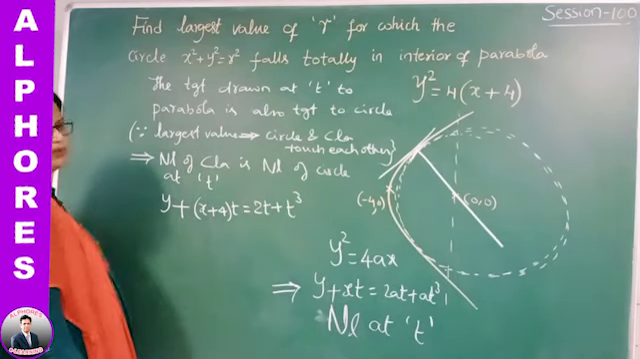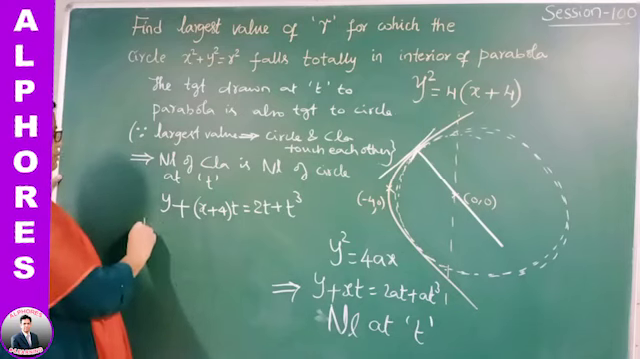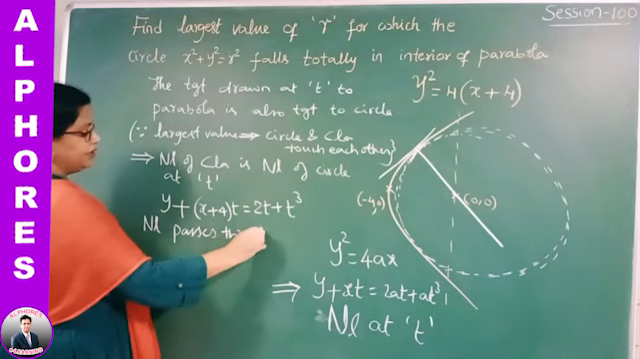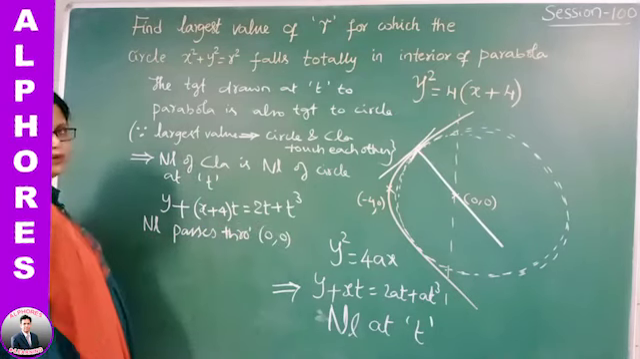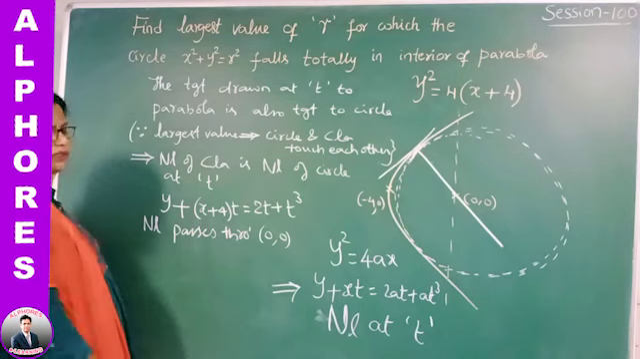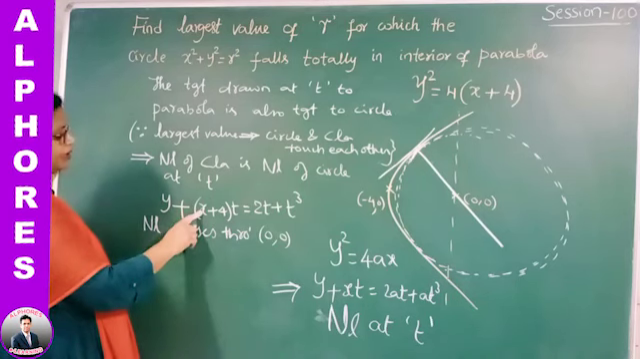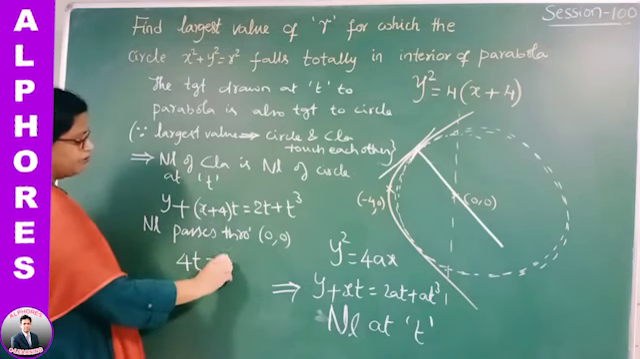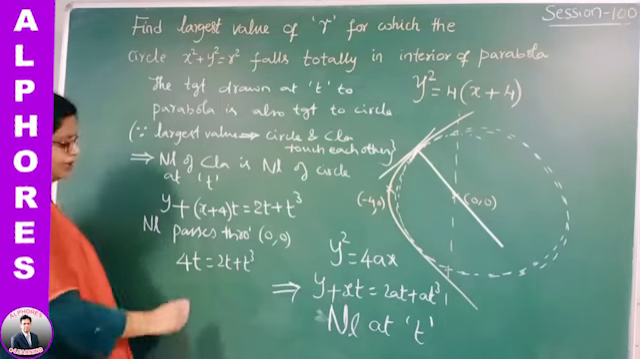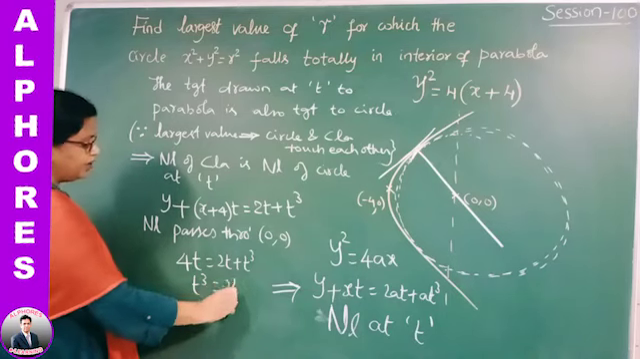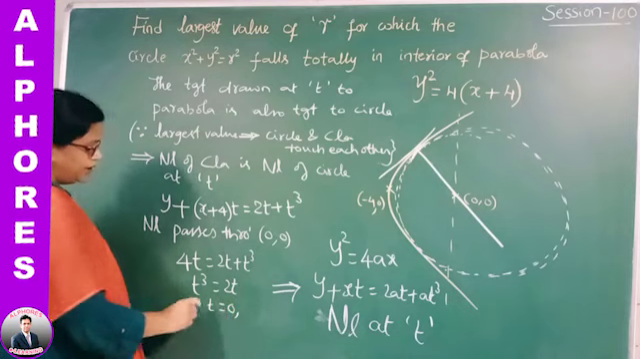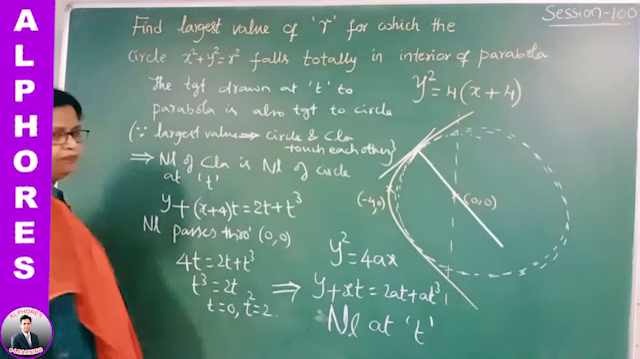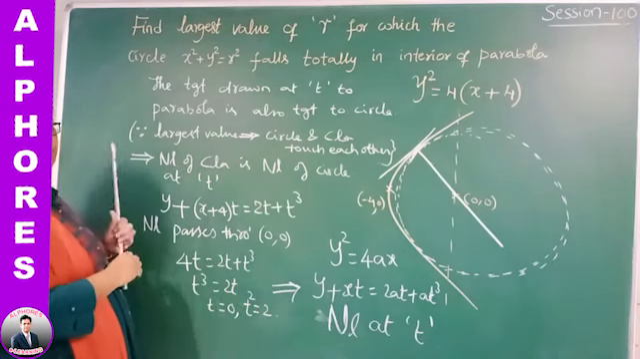Now this is passing through which one here? The center. So the normal passes through the center of the circle, because of the normal concept, and that is nothing but 0, 0. So y is 0 and x is 0, and you get 4t equal to 2t plus t cube, right? That implies t cube equal to 2t. Therefore, t equal to 0 or t square equal to 2. Now that means t is plus or minus root 2.